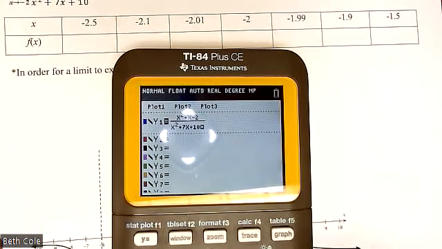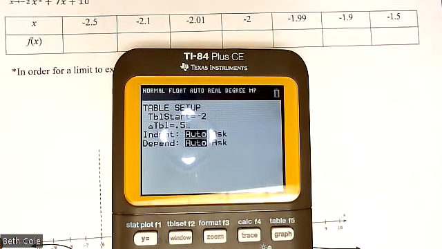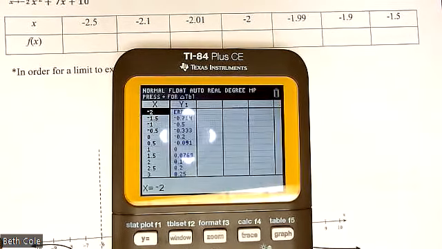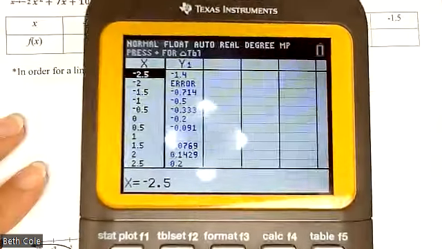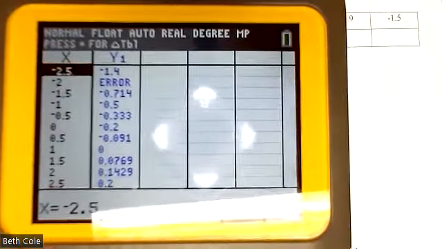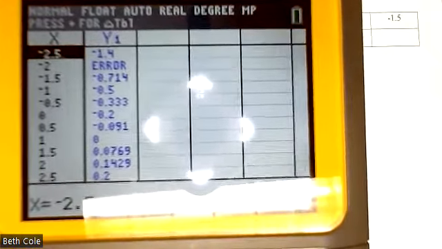I want to go to my table set, and we're going to be centered at -2. So I'm going to start it at -2. And that delta table, do you know the triangle, the delta, the Greek letter delta? That means change in. So that is what you want to count by. So I'm going to count by 0.5. I'm going to count by halves, go to my table, and we can start filling this in. So at -2, what does it say there? Do you see that? Error. So you can go ahead and write error in your table for -2.